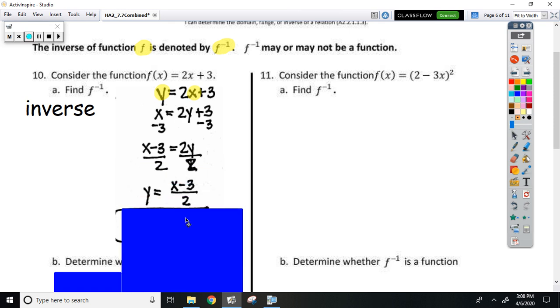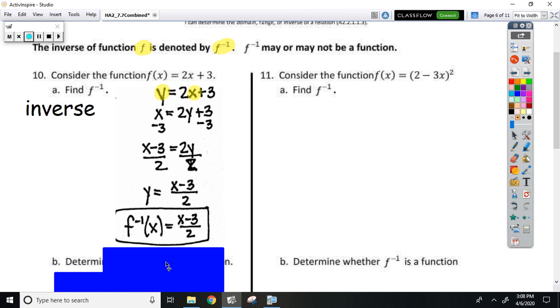So we should get y equals x minus 3 all over 2, which again in function notation is f negative 1 of x equals x minus 3 over 2. You also could write 1/2 x minus 3/2 if you prefer.